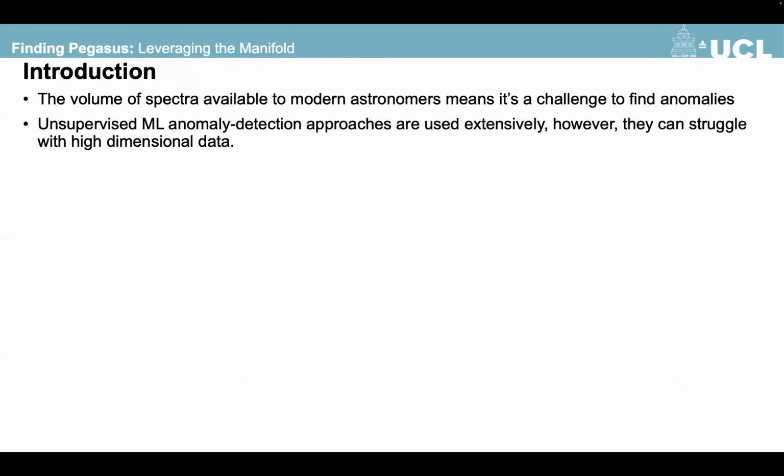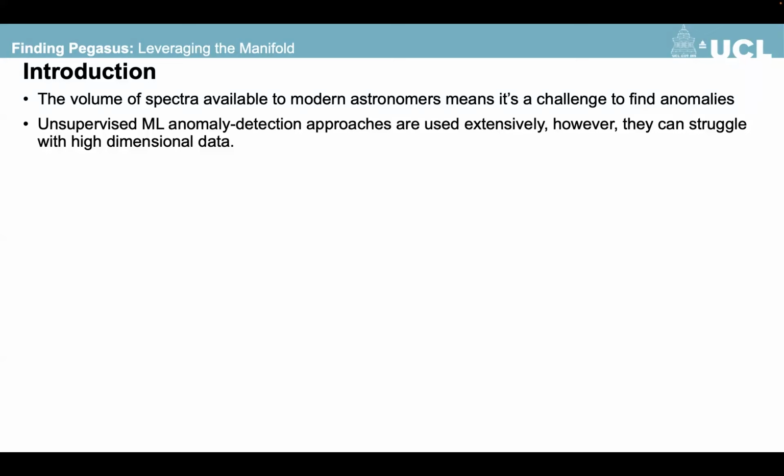Okay, now the full thing. So I guess we all know we're living in this golden age of astronomical spectra. Projects like DESI and so on are giving us huge amounts of data, but that sheer volume of spectra means that it can be a challenge to find anomalies.